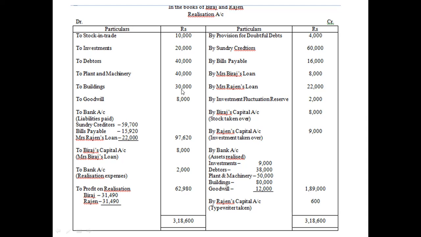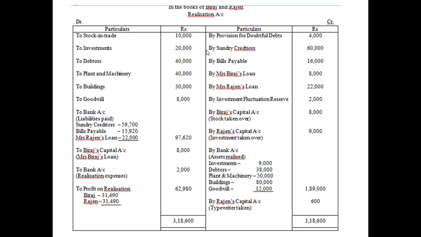After that we have plant and machinery, then buildings, then goodwill. The profit and loss account will not appear because it is an accumulated loss, so it will appear in the partners' capital account. Now let us move on to the liabilities column.